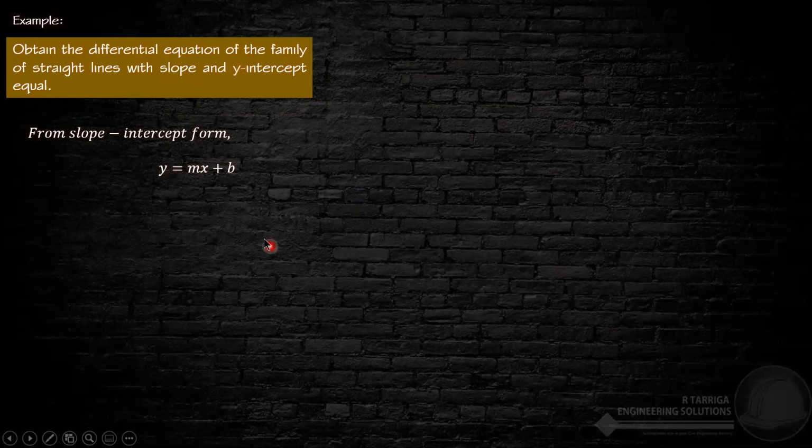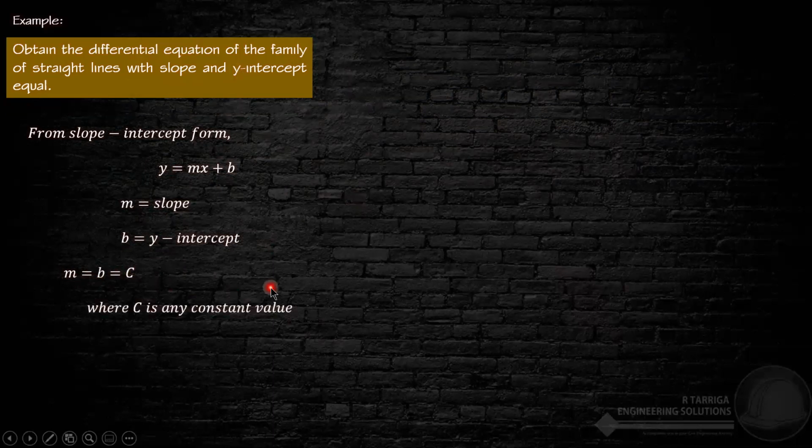That's the only one. Okay? So the slope and y-intercept should be equal. Where are the slope and y-intercept? The m is the slope and the b is the y-intercept. So for them to be equal, m is equal to b. Let's denote it by letter C. Letter C stands for a constant value.